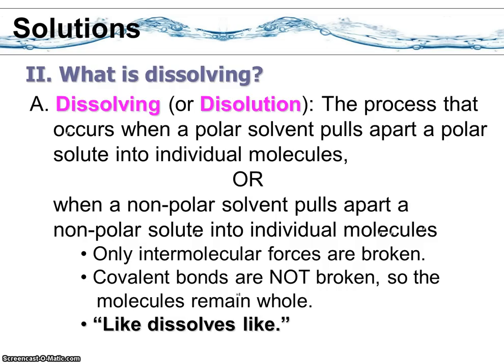So what that means is that the solvent is going to be attracted to the solute molecules and is going to separate the solute molecules from each other. So when this happens, there's going to be a break in intermolecular forces. So for example, if you had a substance that's held together by hydrogen bonds, the solvent is going to break apart the hydrogen bonds in order to pull the different solute particles apart. But the key thing is that the intermolecular forces are broken, however the covalent bonds are not affected.